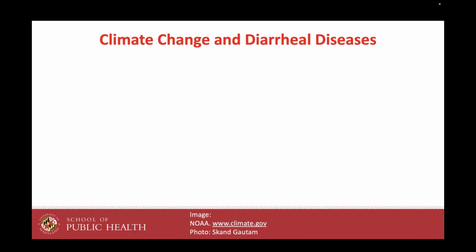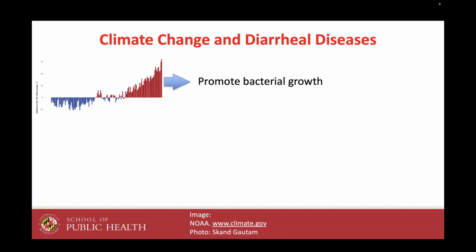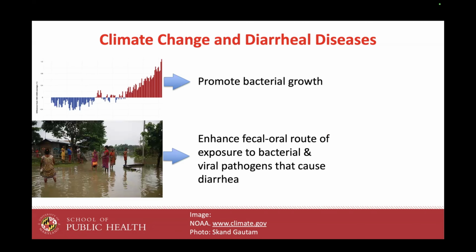So in terms of how climate change is linked to diarrheal disease, it turns out warming temperature promotes bacterial growth. Some of these bacteria that cause diarrheal disease tend to multiply faster under warming temperature. And during extreme weather events, during extreme rainfall, these bacterial pathogens spread in the environment. And this is particularly relevant in resource-limited settings of low and middle-income countries where people lack access to clean drinking water and practice open defecation, right?